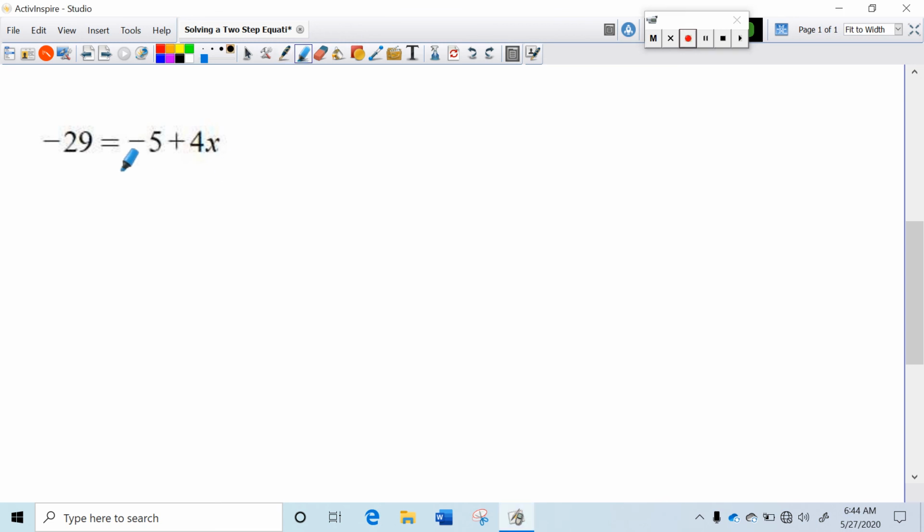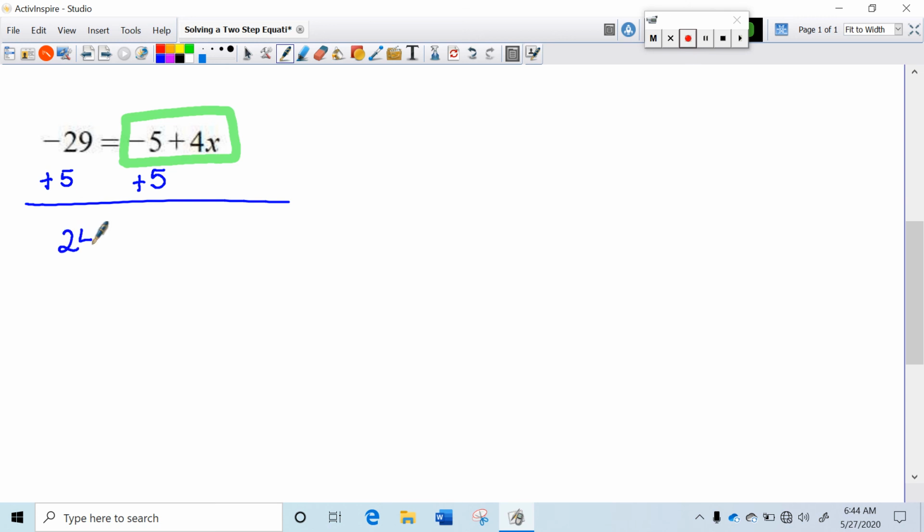Okay, so again on the next one, I'm looking for where the letter is, because I have to deal with that side first. So I have to get rid of a negative 5. The opposite of negative 5 is positive 5. So I'm going to add 5 to each side. So I have a negative 29 and a positive 5. If the signs are different, which they are, one's a negative and one's a positive, find the difference. So I have to subtract them. So 29 take away 5 is 24, and then you take the sign of the larger number. Well, the larger number is 29, it's negative, so that means my 24 is going to be negative.